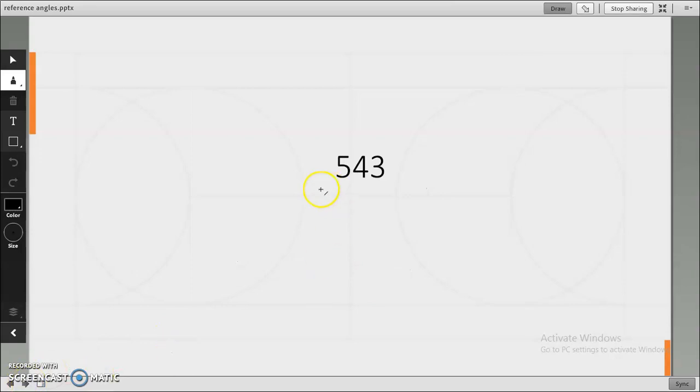All right. Okay, we have 543. So this is greater than 360, so we keep subtracting 360. When I subtract the first time, I got 183. And 183 is between 0 and 360.